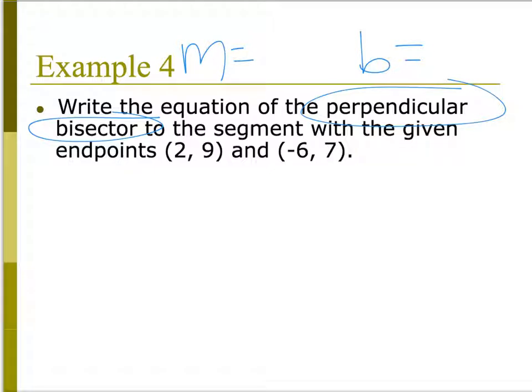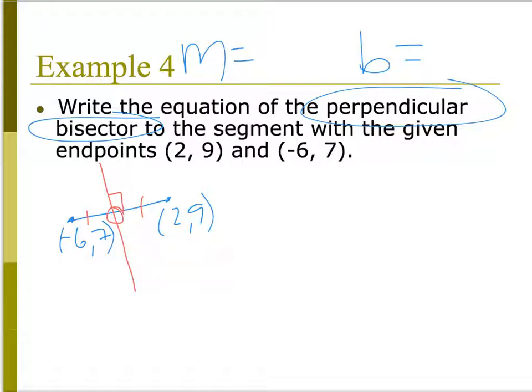Well, I want to write the equation of the perpendicular bisector to the segment with the given endpoints. So this segment, let's say, is 2, 9, -6, 7. Okay. There we go. So we got -6, 7, and 2, 9. Let's say that's our segment. Okay? I really don't care where it is on the coordinate plane. I'm just using this as a visual. Well, my perpendicular bisector is going to cut right through the middle and be perpendicular to it, right? And it will cut right through here. So what is that point right there where they intersect? That would be the midpoint of the blue line.